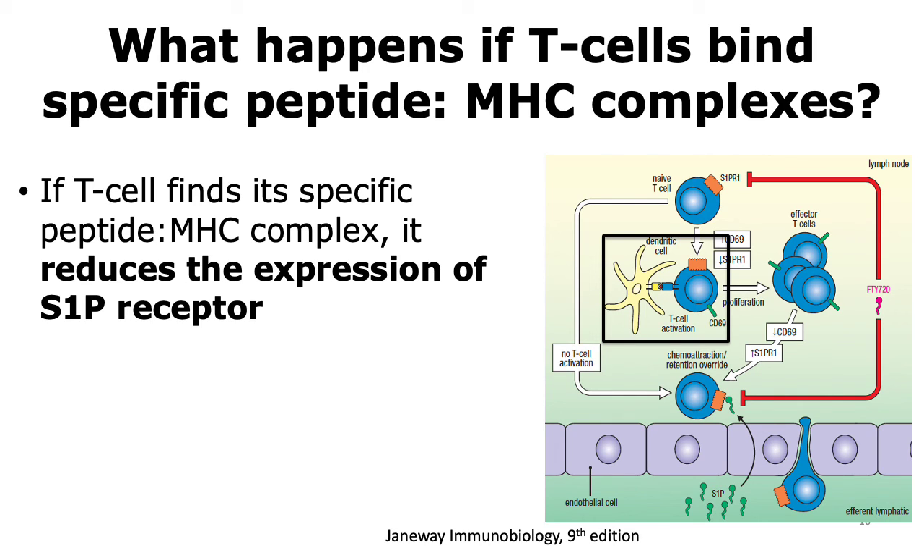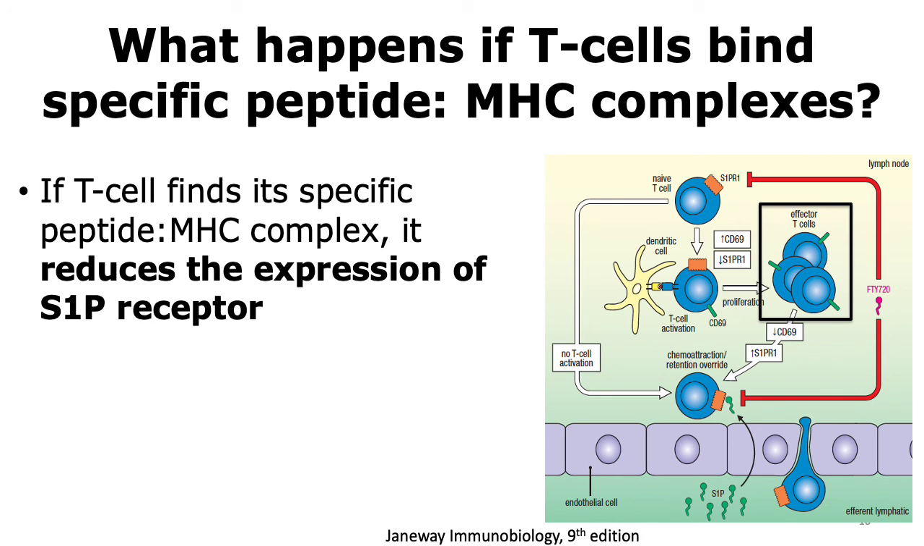One way it is able to achieve that is that it decreases or reduces the expression of the S1P receptor. Once it has reduced the expression of the S1P receptor, it will not follow the trail of S1P to leave the lymph node. Then that T cell undergoes activation and it will form effector T cells.